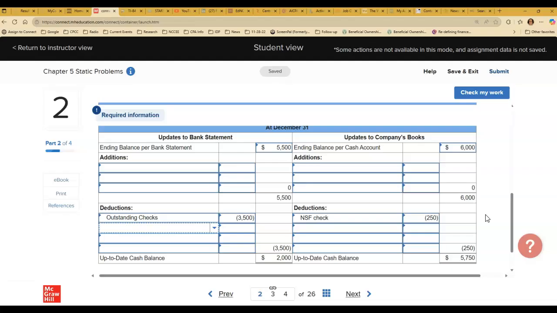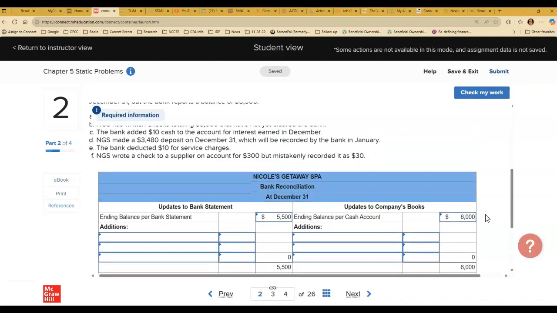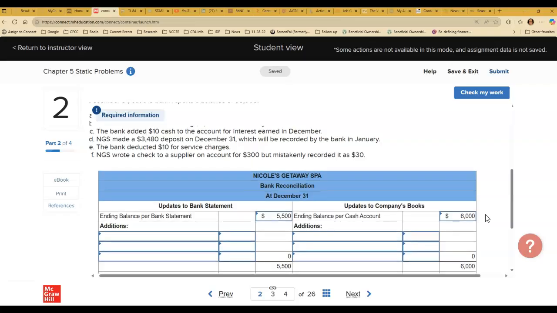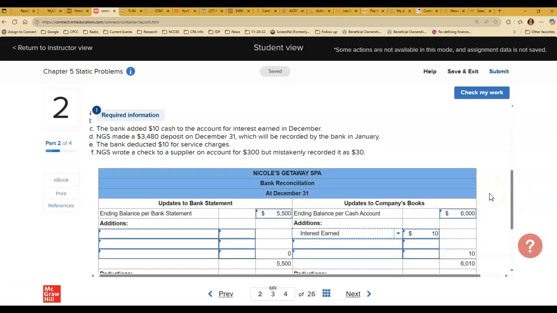All right, how we doing? Okay. All right, let's look at number 3. The bank added $10 cash to the account for interest earned in December. Who already knows about this item? The bank, so we need to adjust book with an addition of $10 in interest earned. Okay.